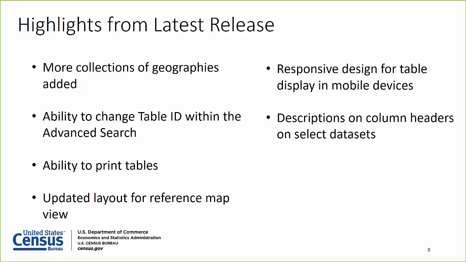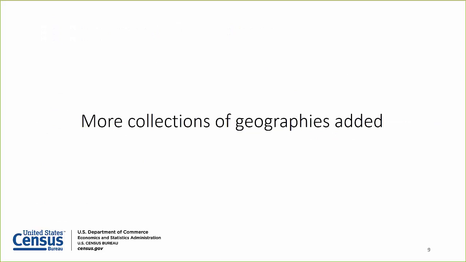We also now have an ability to change the table ID within the advanced search, and I'll show you how to do that. Also, the ability to print tables, and then an updated layout for reference map view. And then we did some responsive design for table display and mobile devices. And finally, we added descriptions on column headers, but for select data sets, those data sets have to be delivered, the metadata has to be delivered originally with it. So it's just a few right now that have that.